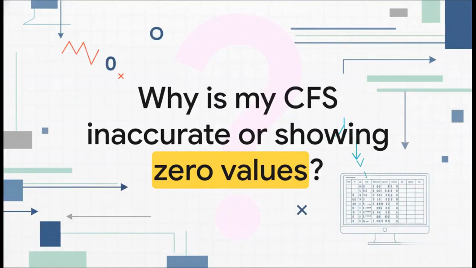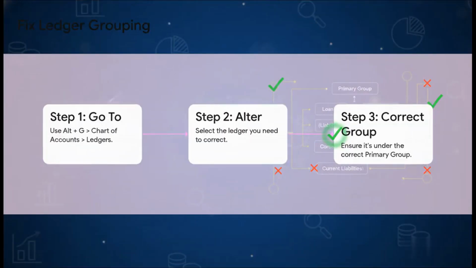Well, 9 times out of 10, it all comes down to one simple little setup mistake. And the solution is almost always, you guessed it, ledger grouping. Remember that table we just looked at? Your report's accuracy depends entirely on it. If you accidentally put a long-term loan under, say, current liabilities, Tally will think it's part of your daily operations, not a financing activity. That one little mistake can completely change the story your report is telling you.